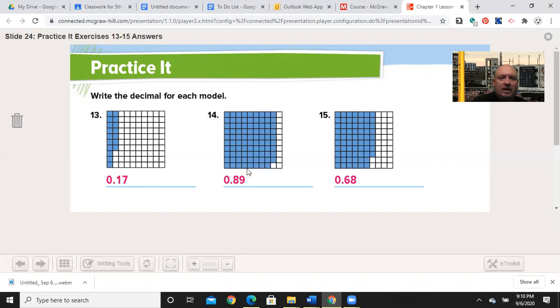Now we get over here, there are 8 columns colored in and 9 small blocks. Those hundredths are represented by the small blocks, but columns are the tenths. 0.68, 1, 2, 3, 4, 5, 6. There are 6 whole columns, but no whole page. That's where you get 0.6, and then there are 8 hundredths pieces.